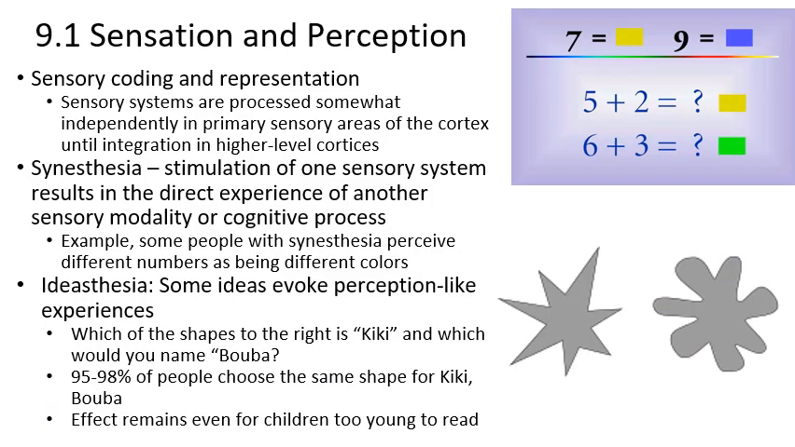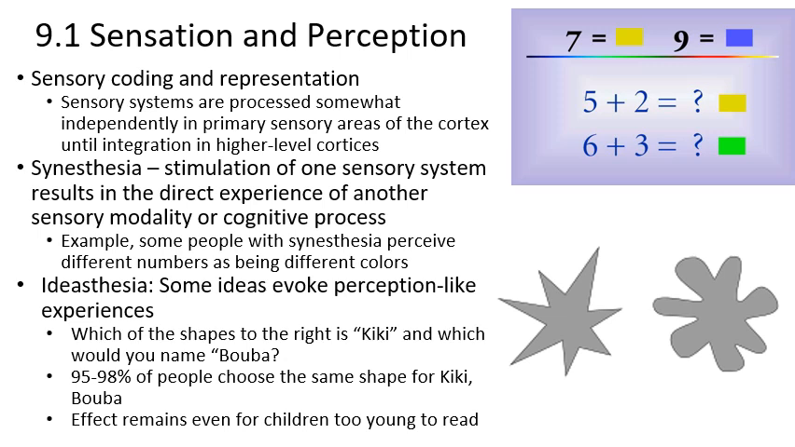Okay, sensory systems are processed somewhat independently in primary sensory areas. So there's an auditory sensory area, a primary visual area. They're processed from their sensory organs somewhat independently, and then combined in the cortex or integrated in higher level cortices.